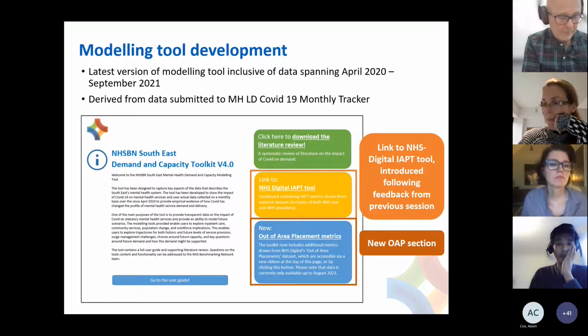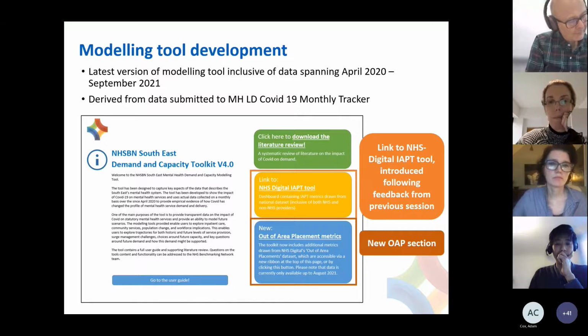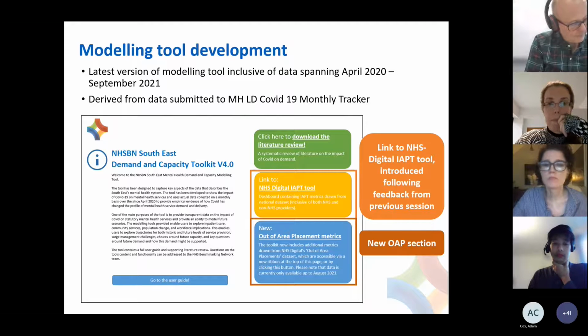We've added a link to the NHS Digital IAPT tool in there, so we're aware of the limitations of the data that we've got. Obviously, it's useful to have it, but because it doesn't cover the non-NHS providers, for some areas in particular, it's not representing the full picture. So we've added a link to that external tool within the toolkit as a recognition of that.